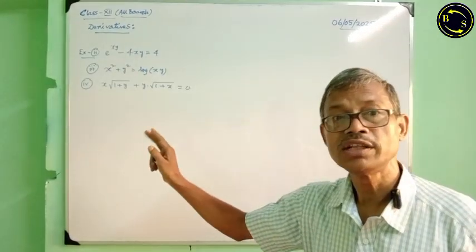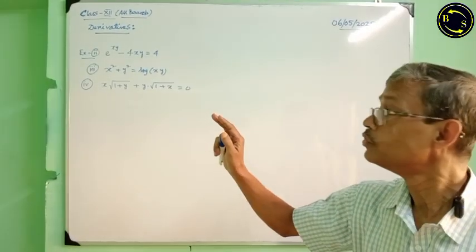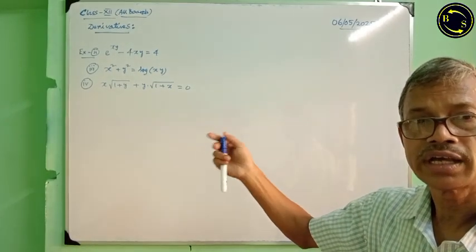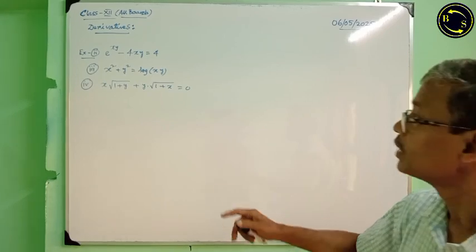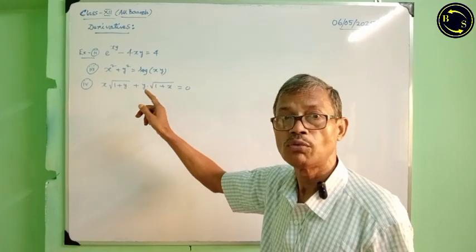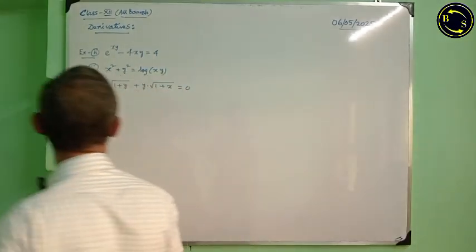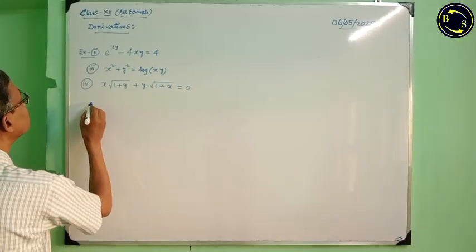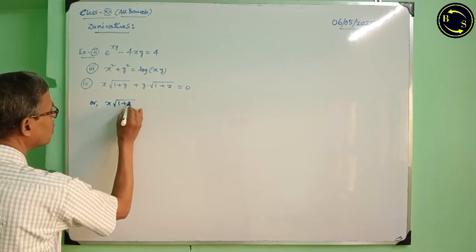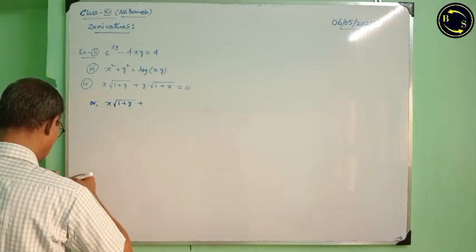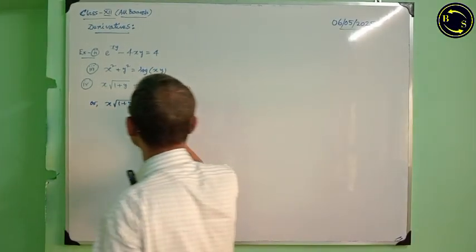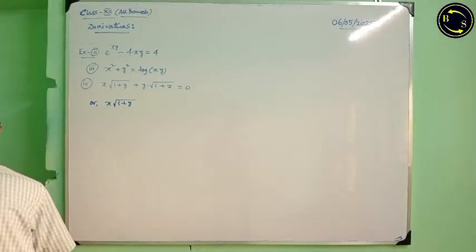This is treated as implicit form. But to find the derivative, we have to express y in terms of x or x in terms of y. Already I have mentioned. For that, we have to remove first these square root symbols. You follow what I am doing. Or x root over 1 plus y is equal to, I take that second expression on the right side.